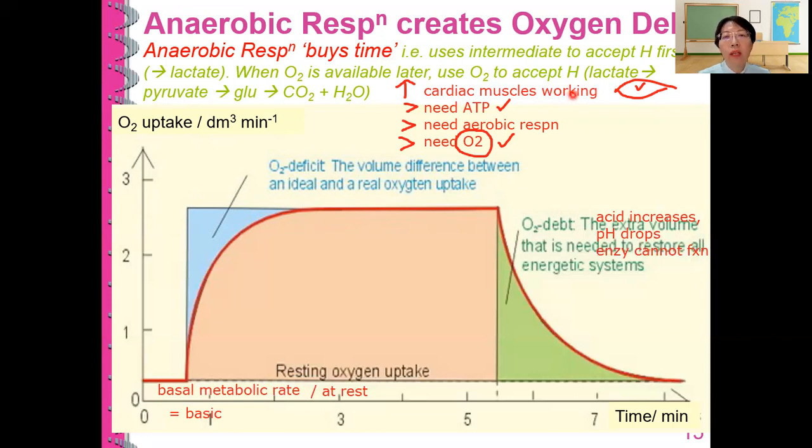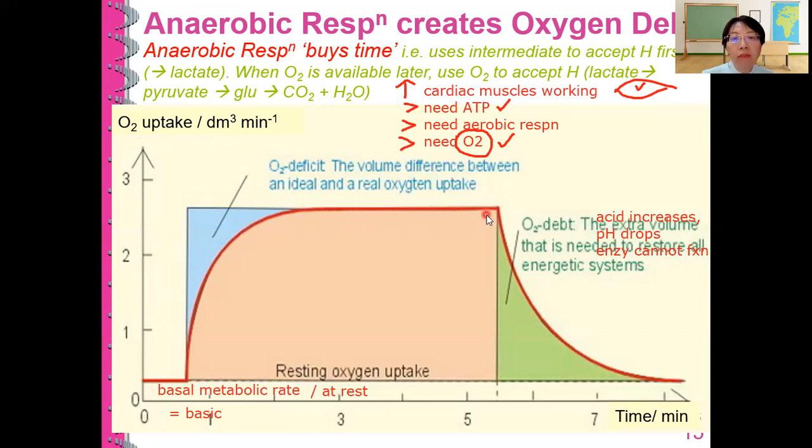Some of you will walk slowly, some of you will run very fast, right? Some of you go for competition. So the amount of work done by the muscle is different. The higher the work done, the more oxygen you need. So depending on the work, the oxygen needed differs. This graph here shows the amount of oxygen needed.